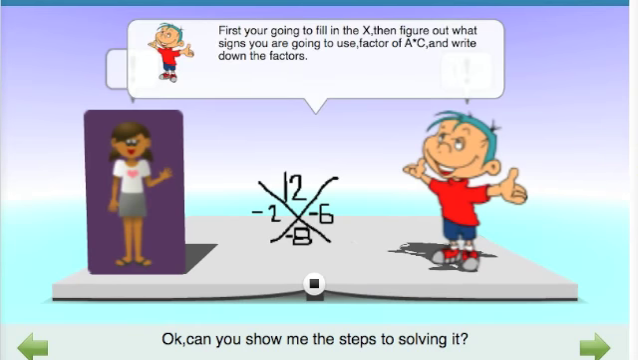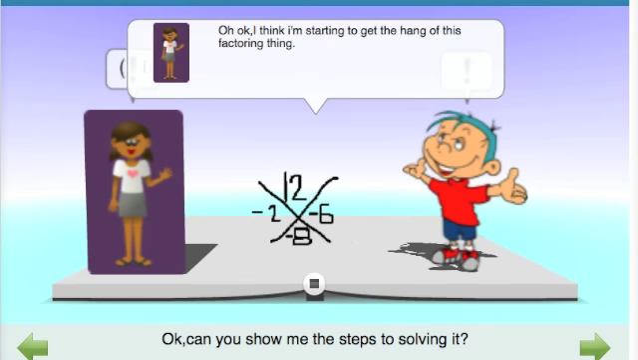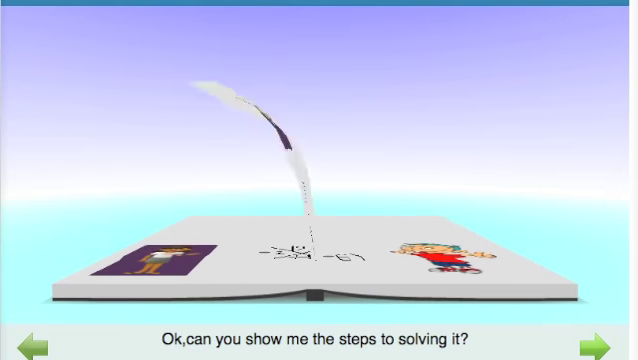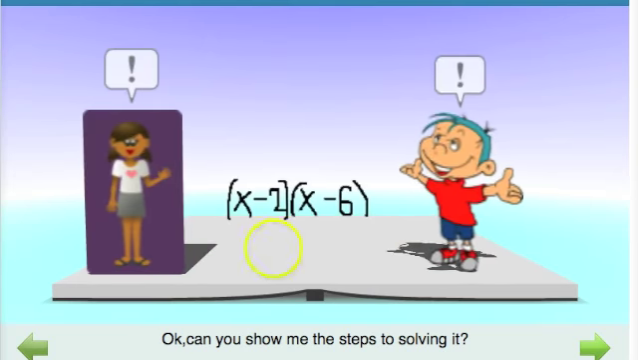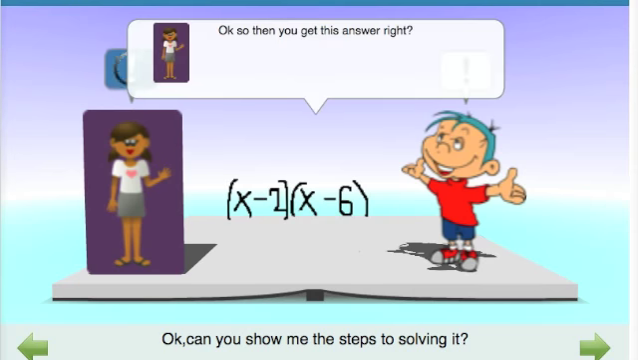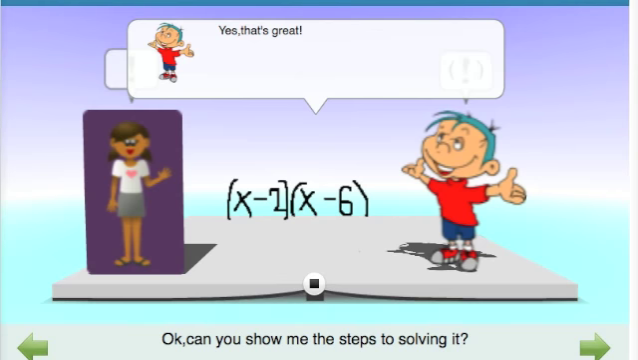First, you're going to fill in the x, then figure out what signs you're going to use. Then you factor a and c and write down the factors. Oh, okay, I think I'm starting to get the hang of this factoring thing. Okay, so then you get this answer, right? Yes, that's great.